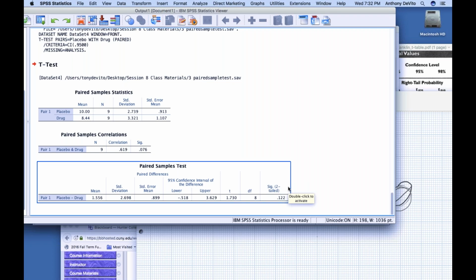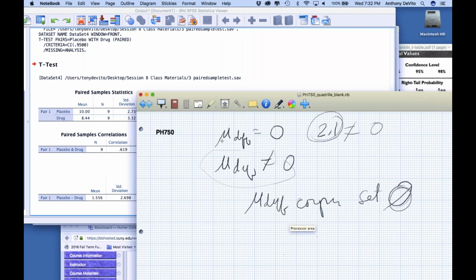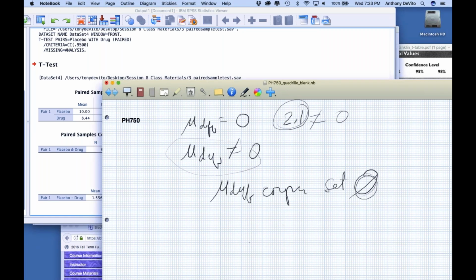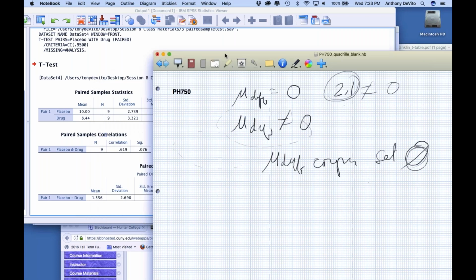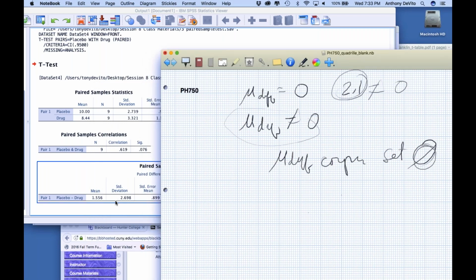So we failed to reject the null hypothesis that the differences are equal to 0. Thus, we can't accept that they're not equal to 0. So even though it looked like there was a difference, the drug might be helping, we didn't have enough evidence to say with 95% certainty that that difference was not due to chance. Okay, so yes.